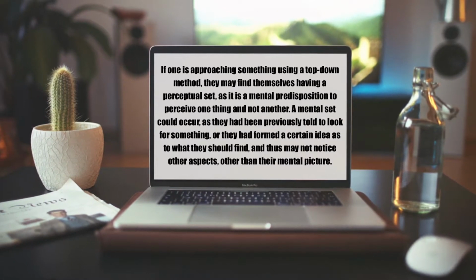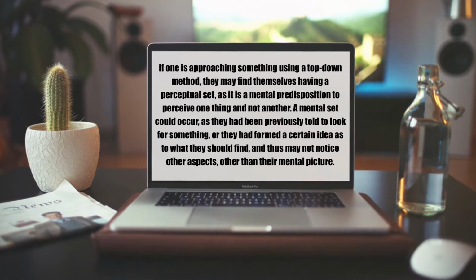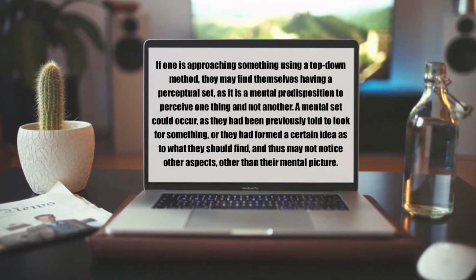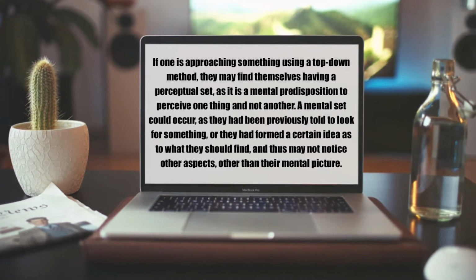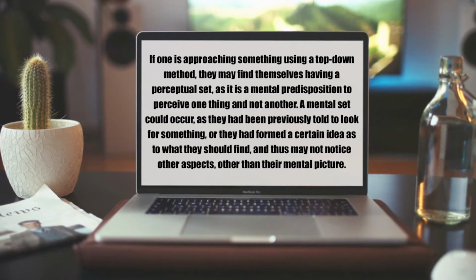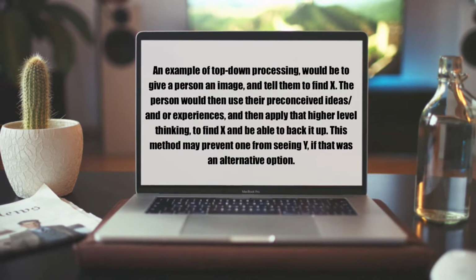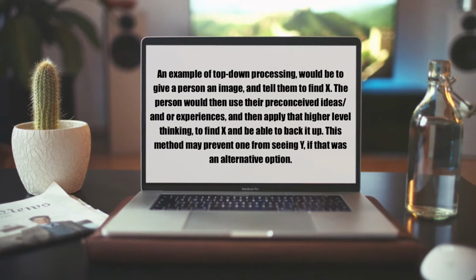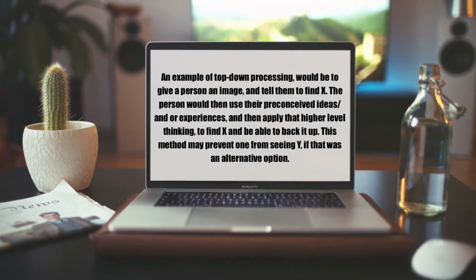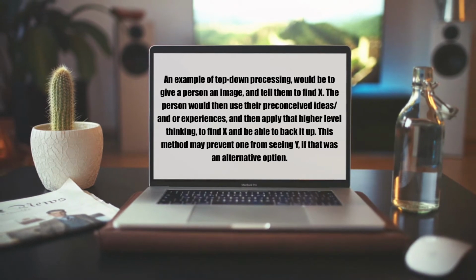One may find themselves having a perceptual set if they have a mental predisposition to perceive one thing and not another. It could occur due to being previously told to look for something or certain ideas that were readily formed. An example of top-down processing would be giving a subject an image and telling them to find X. They would use their preconceived ideas and experiences to look for X.